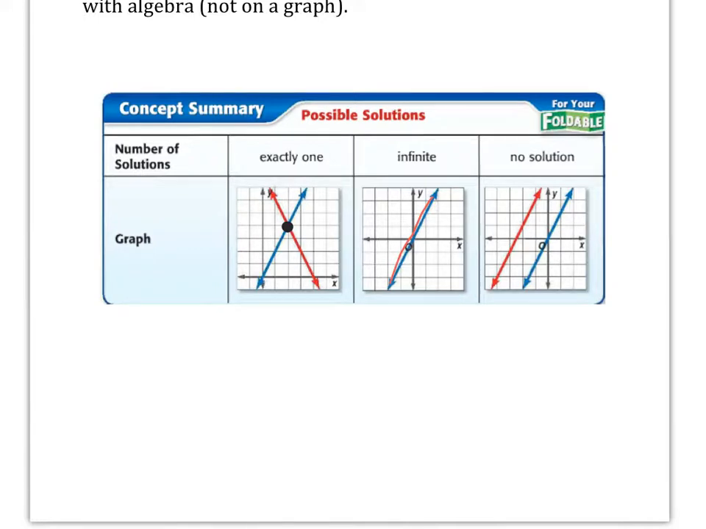The last possible scenario is that we have no solution. And this means that the lines never intersect, and we know if they never intersect or never cross, that these lines are parallel. So again, you'll notice that their slopes are exactly the same. So here are the three possible scenarios that can happen with a system of equations. We could have one solution, infinitely many solutions, or no solution.